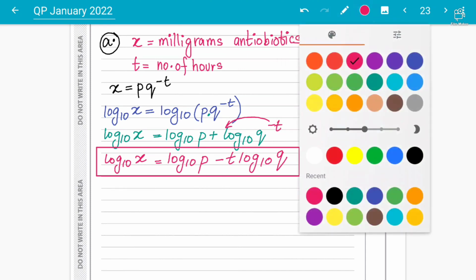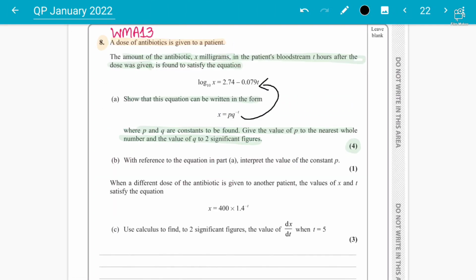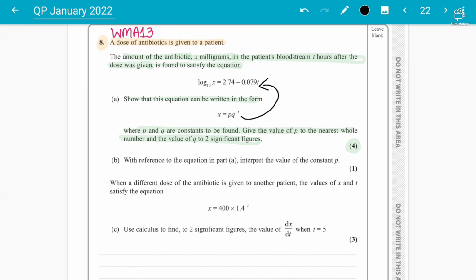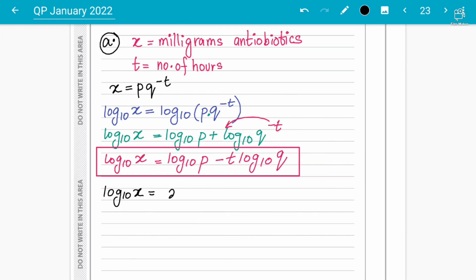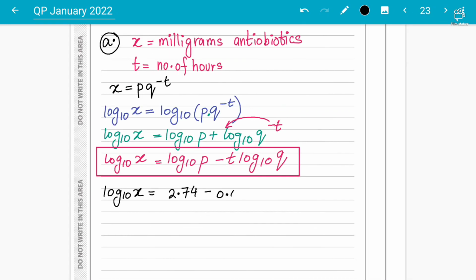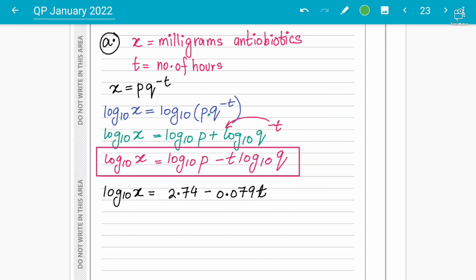Now you can put the original equation in terms of this. That's what I'm going to do now in black color. We have log 10 x on one side, so these two match, and then you have 2.74 minus 0.079 t. So this will be 2.74 and minus 0.079 times t. The coefficient with t will represent that. So this is the equation that we have written very clearly and correctly, students.